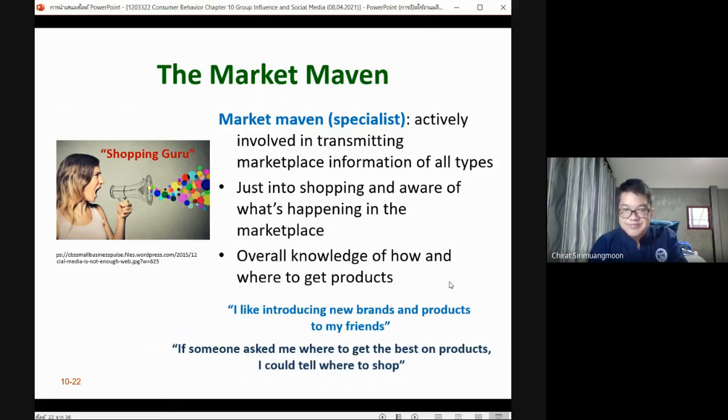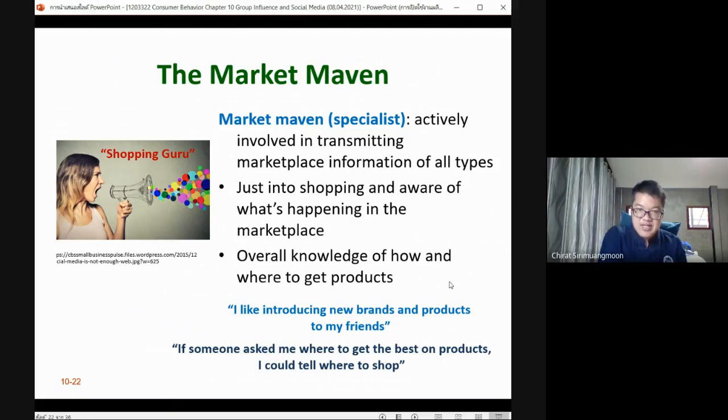They said this type of people have the ability to transmit or transfer marketplace information to other people. They love shopping, they love having information. Sometimes we use the term shopping guru. So if you ask your friend what color is going to be famous next year, that person will answer very easily because they monitor and know what happened in the market.